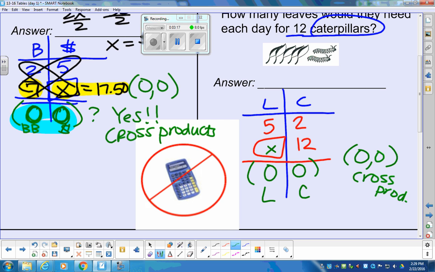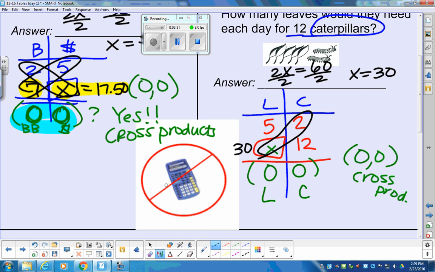So we have our unknown value here. We're going to multiply across. So we get 2 times x equals 60. Hand method kicks in, divide by 2, copy, paste, and we get x equals 30. So we would need 30 leaves for the 12 caterpillars. 30 leaves, 12 caterpillars. Again, going back to 7th grade math, it's a proportional relationship.